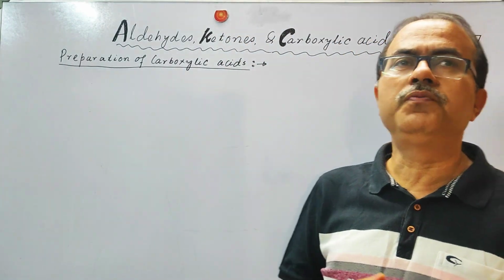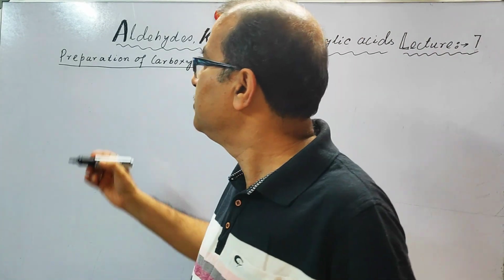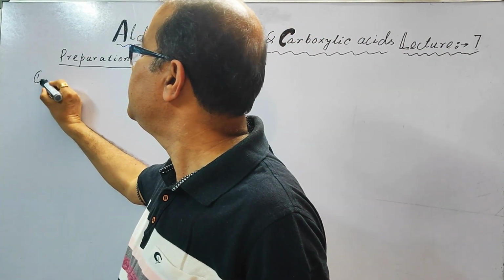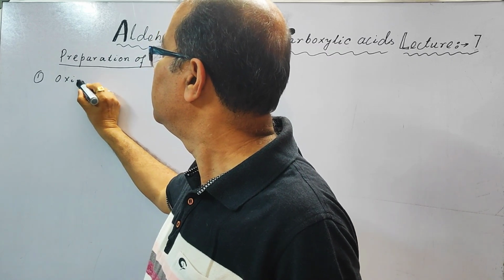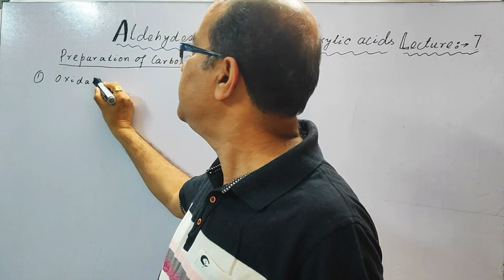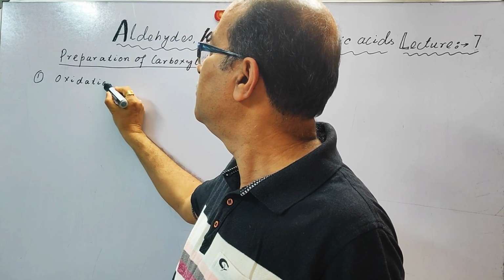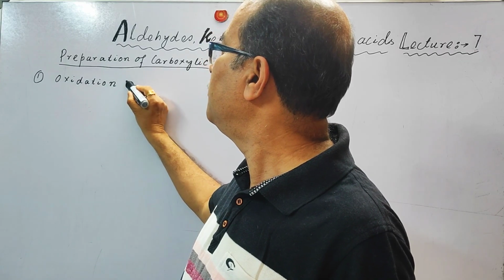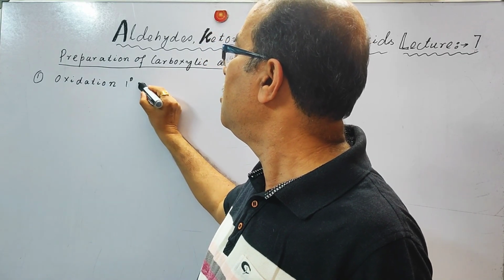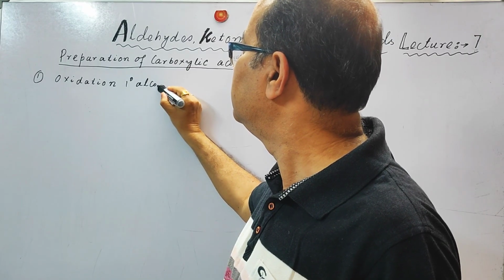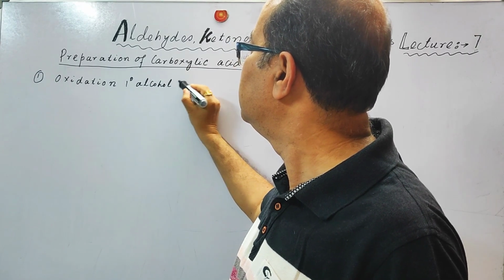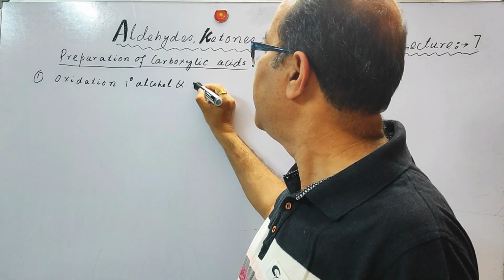The most well-known method, that we are first going to discuss, is the oxidation of primary alcohol, or we can write 1 degree alcohol, and aldehyde.